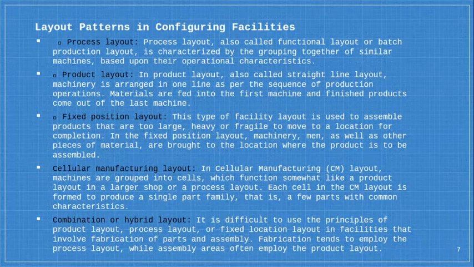Cellular manufacturing layout. In cellular manufacturing layout, machines are grouped into cells, which function somewhat like a product layout in a large shop or a process layout. Each cell in the cellular manufacturing layout is formed to produce a single part family, that is, a few parts with common characteristics. This one is a combination of the process layout and the product layout.